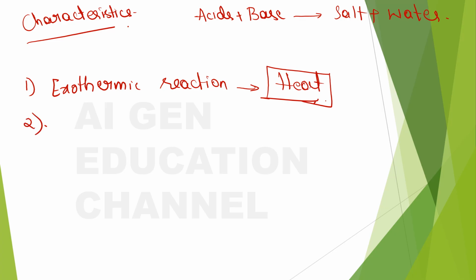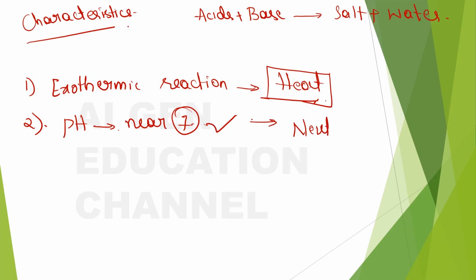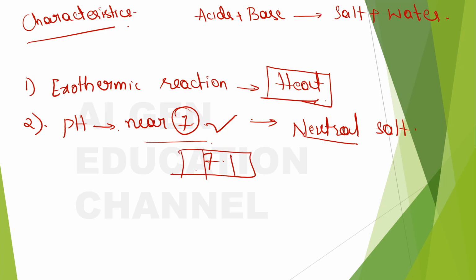The other characteristic is that this reaction will make the pH of the salt solution come near 7. The pH will be near 7 but not exactly 7. When will you get exactly 7? You will get exactly 7 in case of a neutral salt, but you won't always get a neutral salt. So it will be somewhere near 7, but it won't be too far away. And if it is a neutral salt, the pH of the salt is 7.